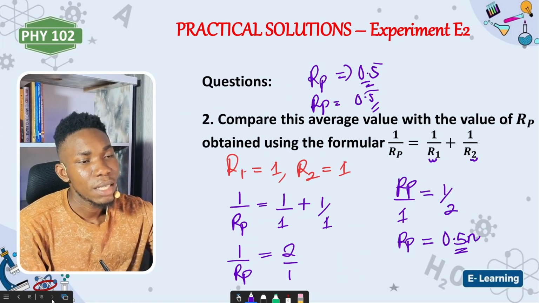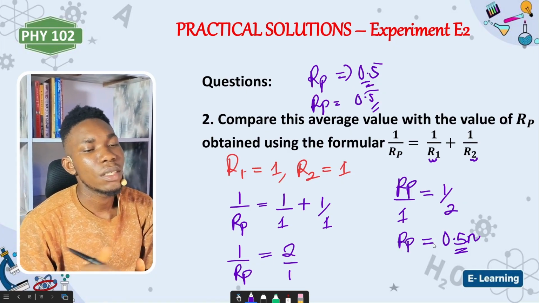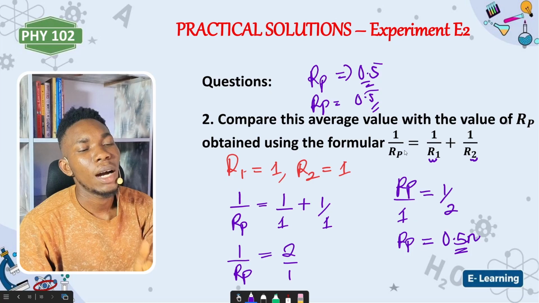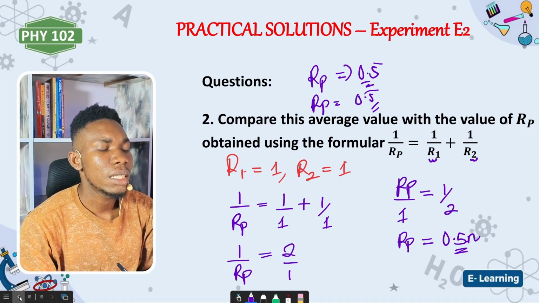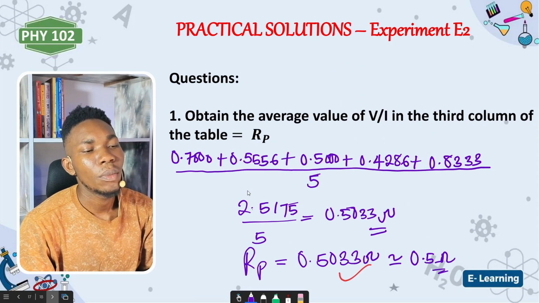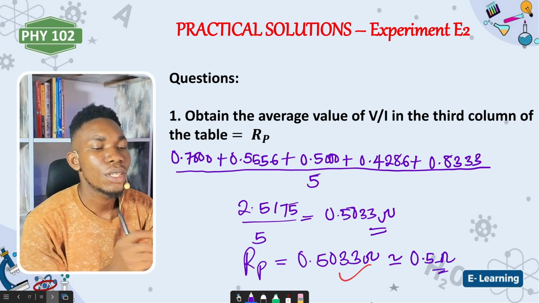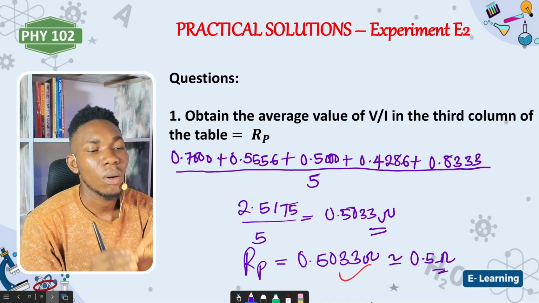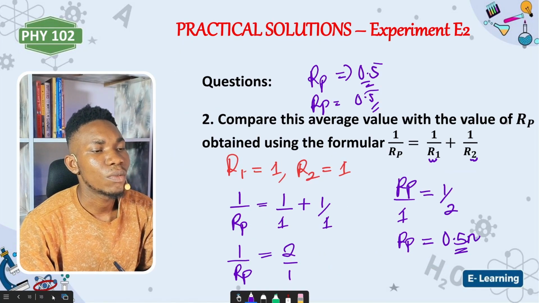So how do you write it? It's very easy. Say compare this average value with the value of RP obtained using the formula. You are now going to, after solving, say that RP obtained using this formula, you state the formula 1 over RP is equal to 1 over R1 plus 1 over R2 is equal to 0.5. This is in accordance with, or this is approximate in value to the RP obtained from the measured values in the experiment. Hence, there is no much deviation from the theoretical value and the experimental or calculated value. You've commented on that. And anybody that is marking this will know that you've done a very good job there.